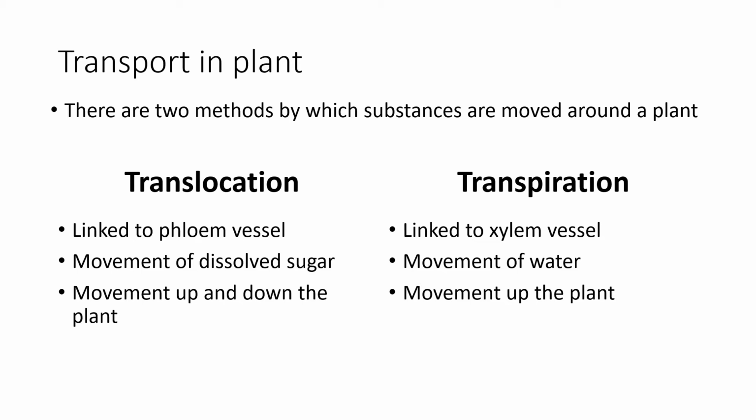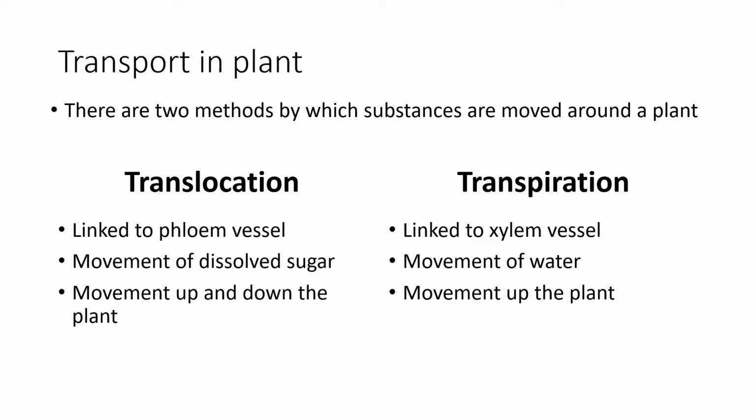So in terms of transport through a plant, there are 2 main transport pathways. We talk about translocation and we talk about transpiration. Translocation is linked to the phloem. Transpiration is linked to the xylem. In translocation, we talk about the movement of dissolved sugar. In transpiration, we talk about the movement of water, but that does carry with it mineral ions.